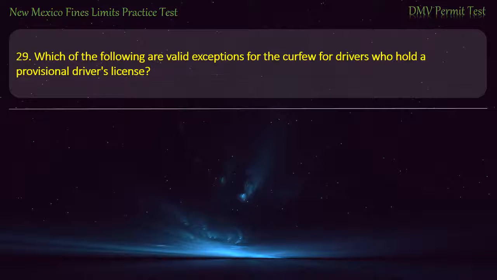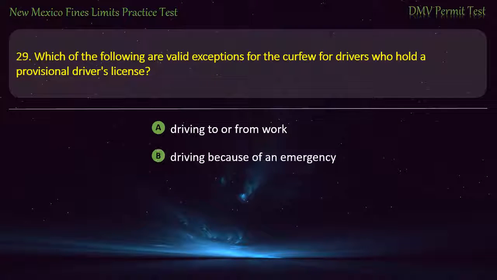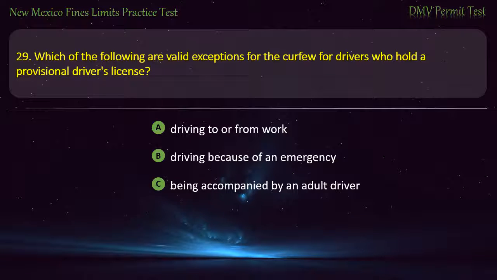Question 29. Which of the following are valid exceptions for the curfew for drivers who hold a provisional driver's license? Driving to or from work. Driving because of an emergency. Being accompanied by an adult driver. All of these answers are correct. Answer. All of these answers are correct.